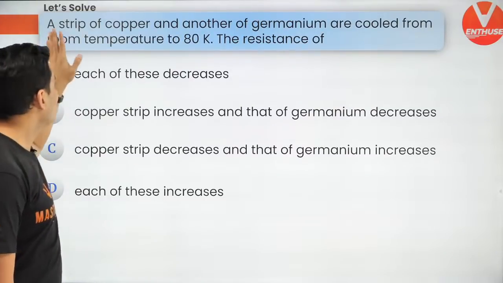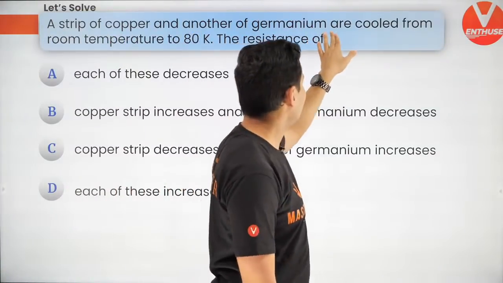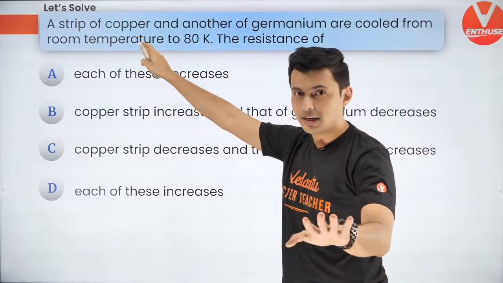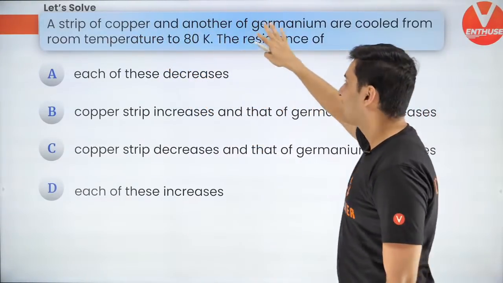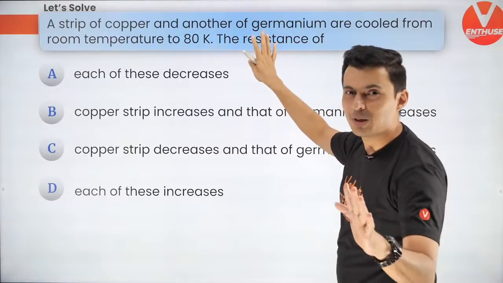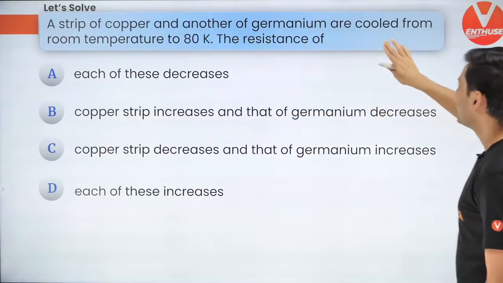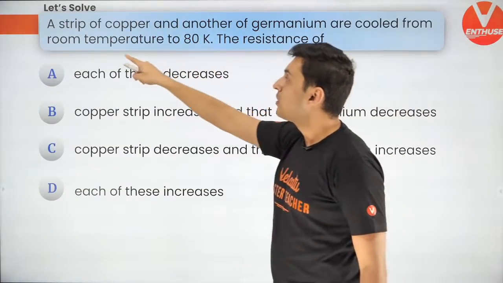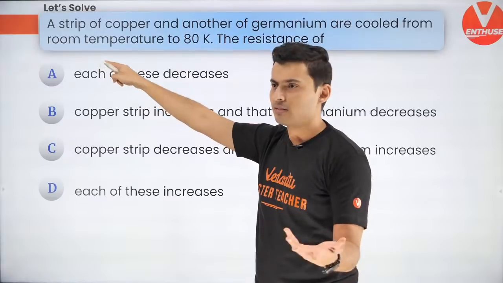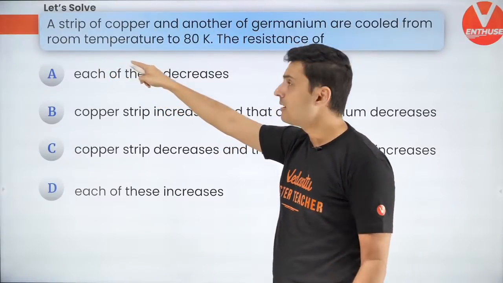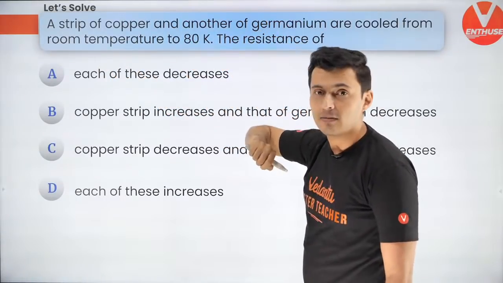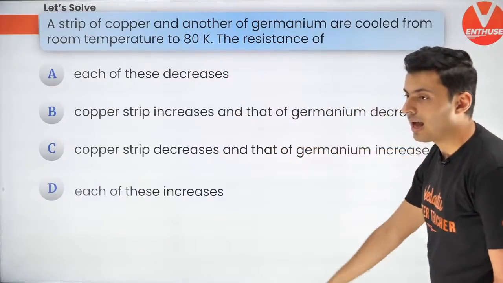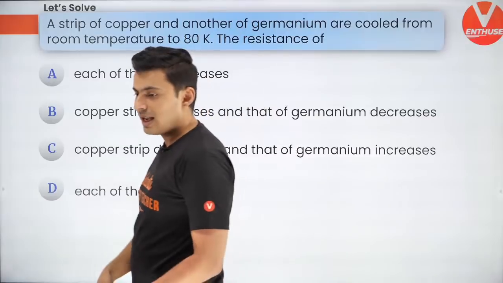Next question. A strip of copper and another of germanium. Now, copper is a conductor. That's your hint. And germanium, come on, think what is germanium. You should know what it is. All right, I am not going to tell you. Come on, it's simple. Both are cooled from room temperature, close to 300 Kelvin, down to 80 Kelvin. Then what will happen to the resistance? Come on, think about it.